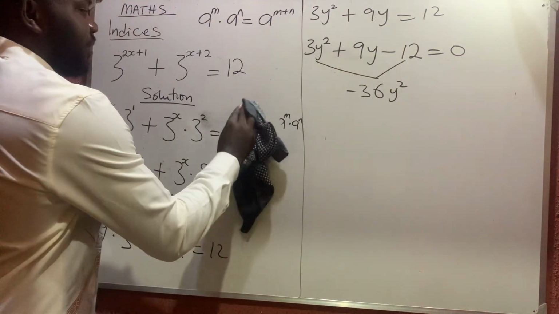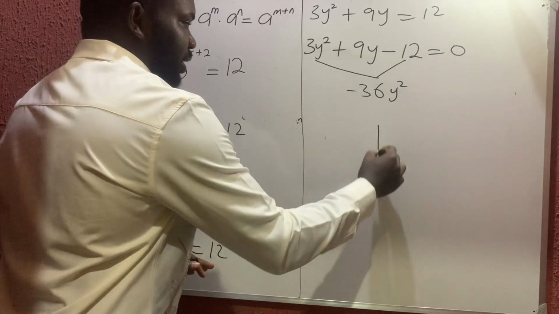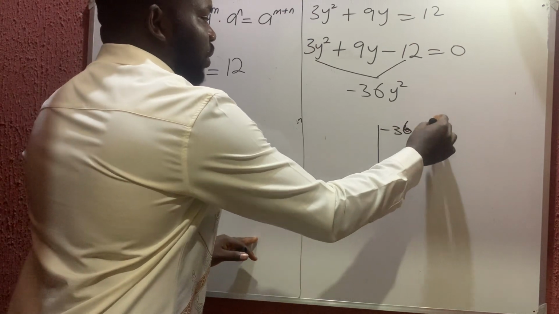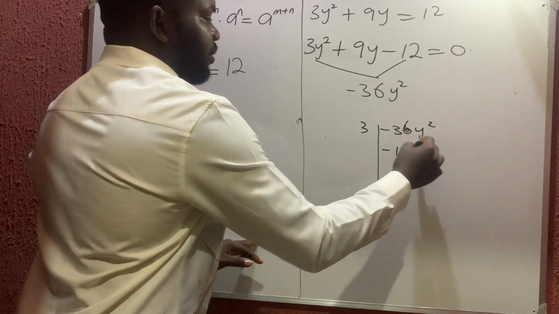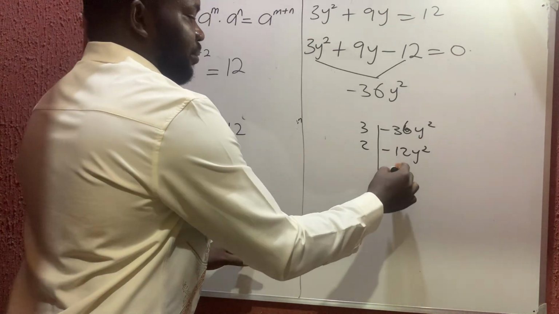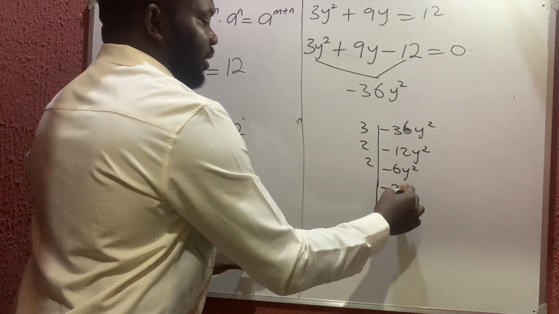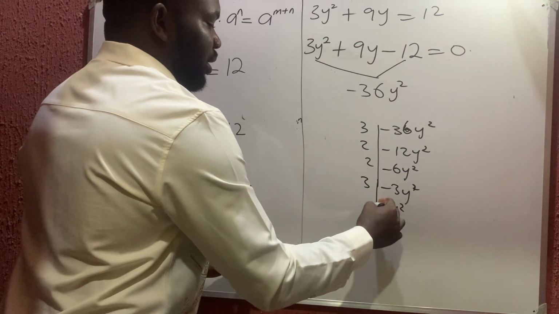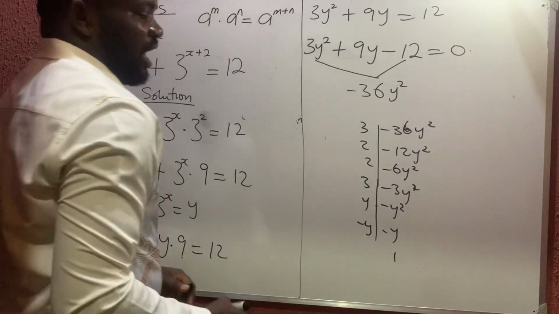You can get it by LCM form. You can share these by LCM. For example, I can share this like this. I'm having minus 36y squared. 3 divided, I have minus 12y squared. 2 divided, I have minus 6y squared. 2 again divided, I'm going to have minus 3y squared. Then 3 divided, I'm going to have minus y squared. Y divided, I'm going to have minus y. And minus y, finally, I'm going to have 1.